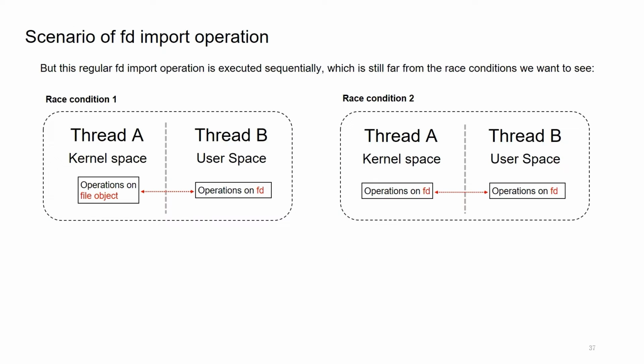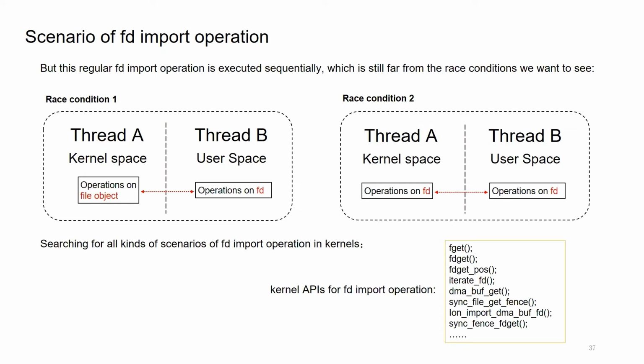But this regular FD import operation is executed sequentially, which is still far from the race conditions we want to see. So I started to search for all kinds of scenarios of FD import operations in kernels, referencing all the listed kernel APIs for FD import operation. And finally, I found some really interesting issues. So let's have a look at them.